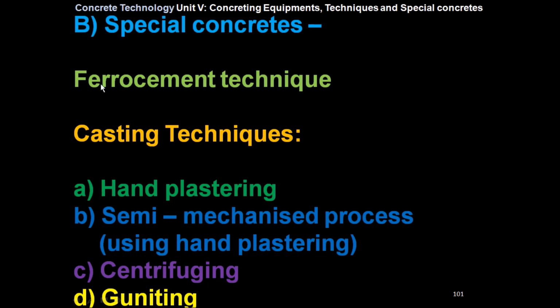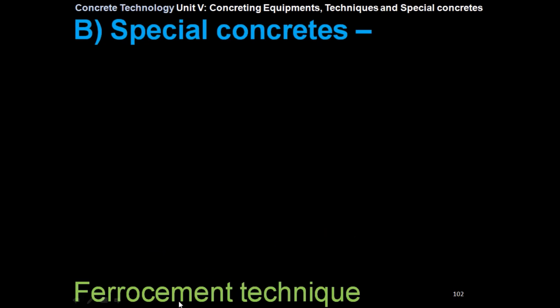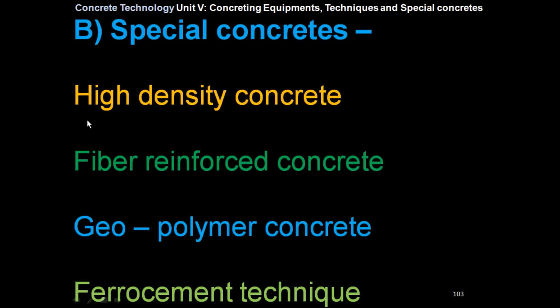So we have seen the casting techniques of ferrocement. The first is hand plastering, second is semi-mechanized process by hand plastering, third is centrifuging, and fourth is gunniting. So we have seen the ferrocement technique. We have seen high strength density, fiber reinforced concrete, geopolymer concrete, and ferrocement technique.